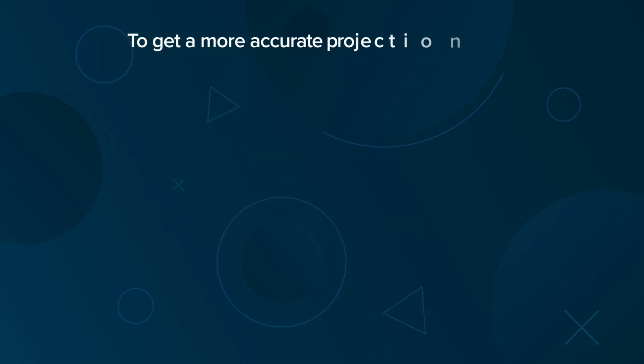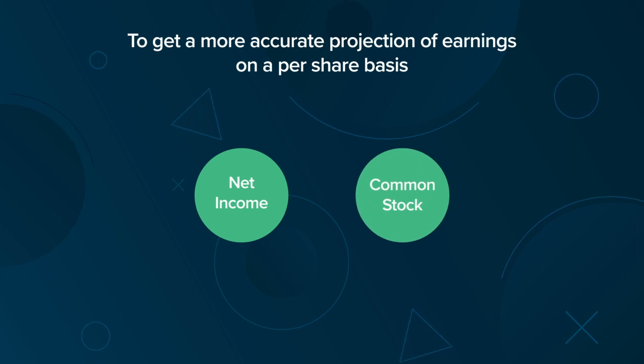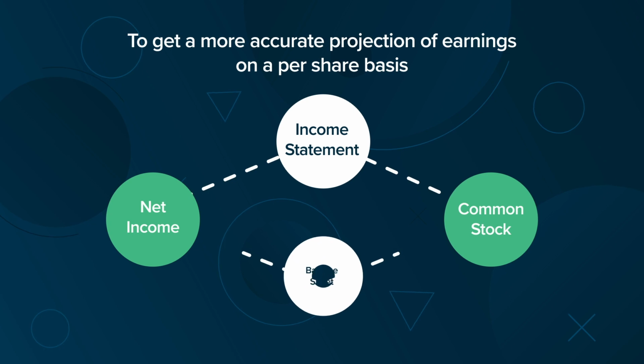To get a more accurate projection of earnings on a per-share basis, both net income and common stock are often adjusted by investors. These values are found on the income statement and balance sheet.